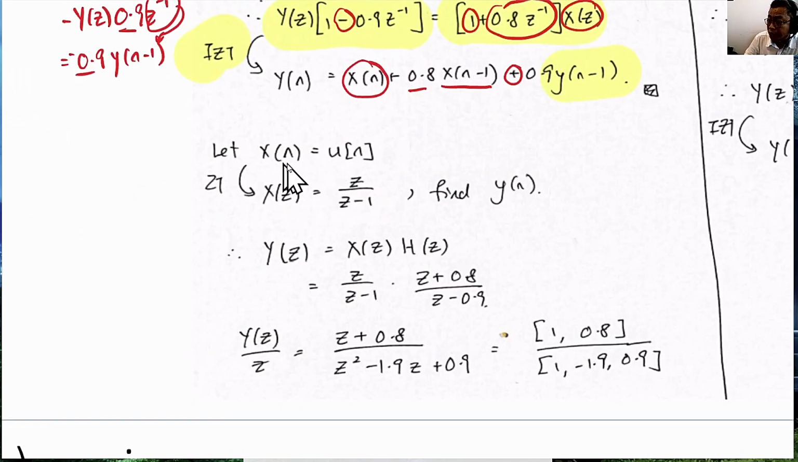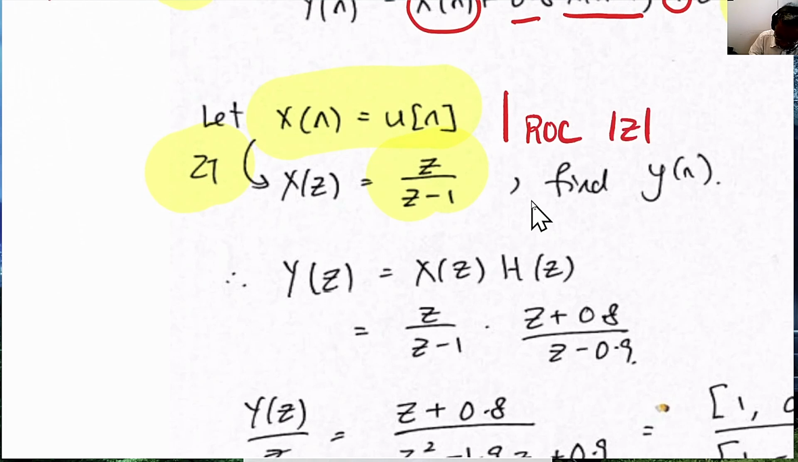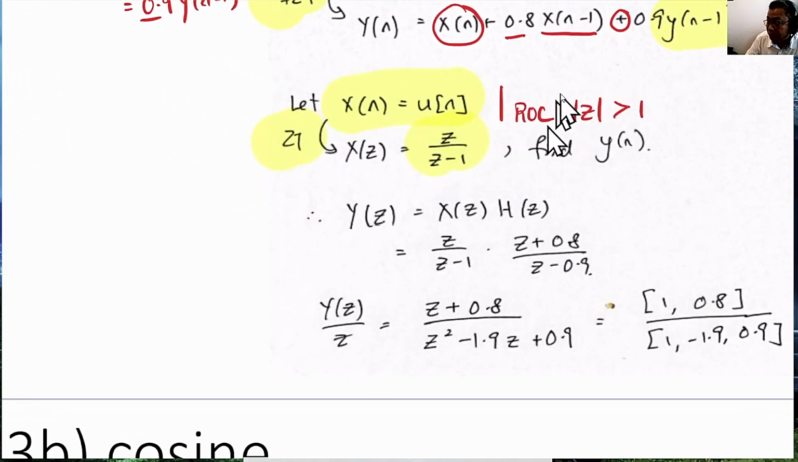Let's find the output y[n] given x[n] equals unit step. So this is using the z transform to find Y(z). By lookup table, the z transform of the unit step is this. If you really want to have all the details, you need to say ROC: absolute value of z is greater than 1. The reason being that this is a causal signal. If we are sloppy, we will not write that, but you should write this all the time.